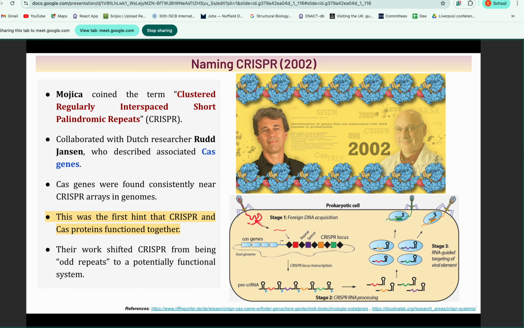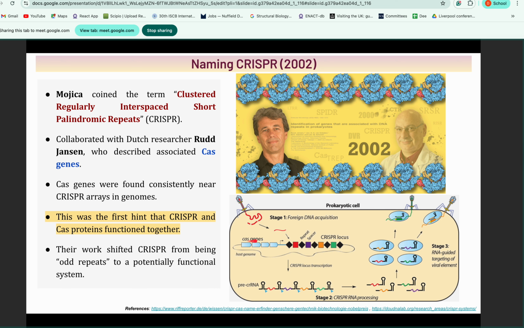So in stage one, for example, a virus or bacteriophage is attacking the prokaryotic cell. So how will it attack? It will insert its genetic material into the bacterial host, or into this prokaryotic cell. So this is how the foreign DNA is acquired by the prokaryotic cell. Now, this component of the foreign DNA, which is coming from the bacteriophage, is getting incorporated into this CRISPR locus. So here it has got incorporated.